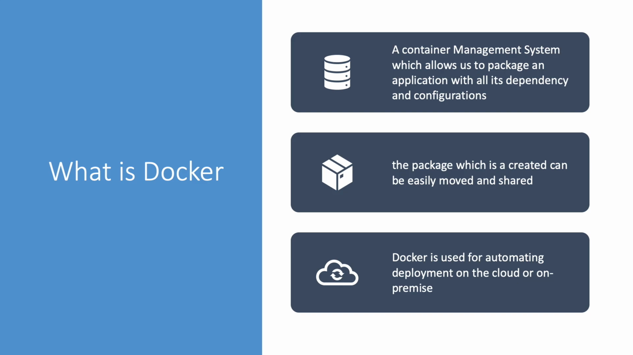So Docker basically is also used for automating deployments. So for example, once we create an image, or a package, and we make sure this is what we want, we can just deploy it to our pipeline, and from there on we can automate the entire deployment process. And this can work locally on-premise, or it can work on the cloud as well.